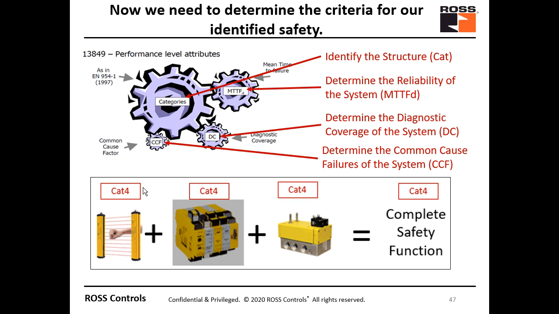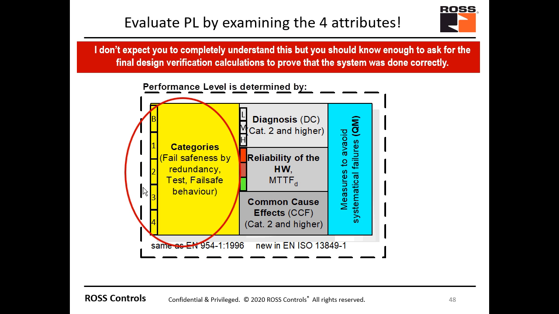There's calculations here. Okay, another piece is diagnostic coverage. That is the ability to monitor dangerous faults in the system. And then another one, especially if we're using dual channel systems, is what is a common cause failure? So what kind of failure can make multiple components fail at exactly the same time? So common cause failure. So we're going to look at these 4 attributes of the performance level in the next few slides. As we said, categories is the biggest piece of a performance level. And so we're going to look at those categories now.